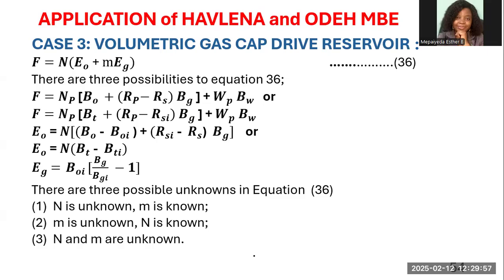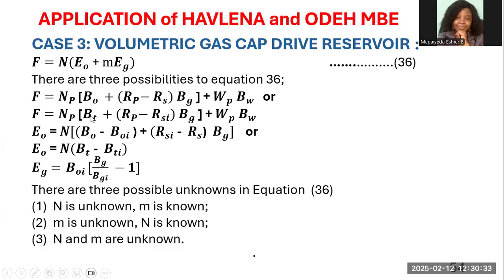So if you are asked to use Havlena and Odeh derivation, you have to have the information of what case of reservoir you are dealing with, so that you don't do the wrong plot and use the wrong plot, or do the right plot and use it to explain the wrong type of reservoir. So you have to know the reservoir type, the drives, and then your knowns.